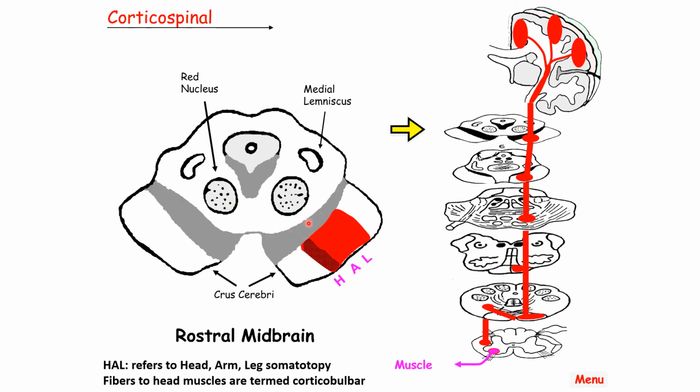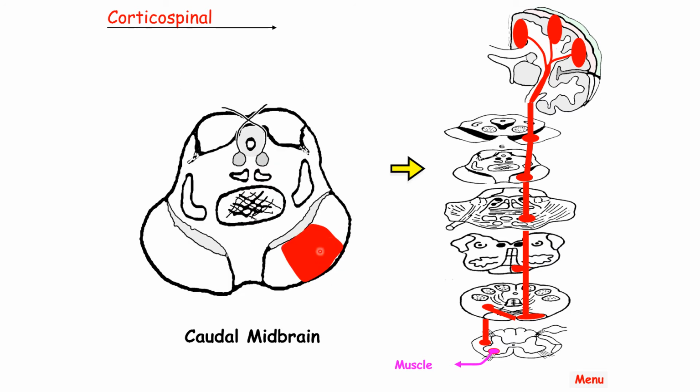As fibers come into the midbrain, they occupy the middle portion of the crus cerebri, and the corticobulbar fibers, represented by H for head, arm, and leg, lie a little bit medial to the corticospinal fibers. As we go lower in the midbrain, we see the corticospinal fibers in the same location in the crus cerebri, in the middle third of the crus cerebri.